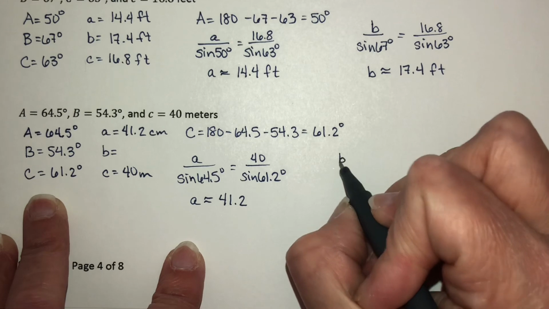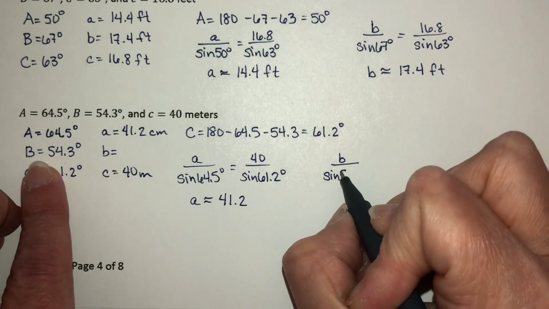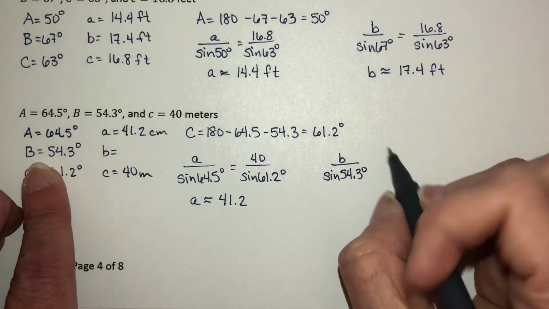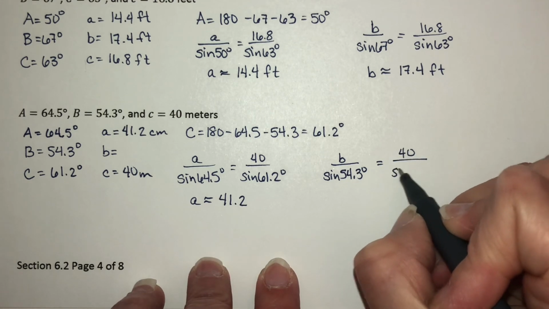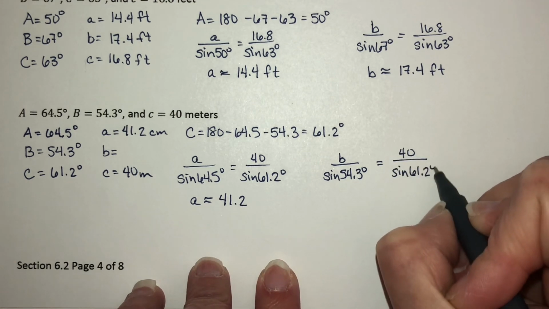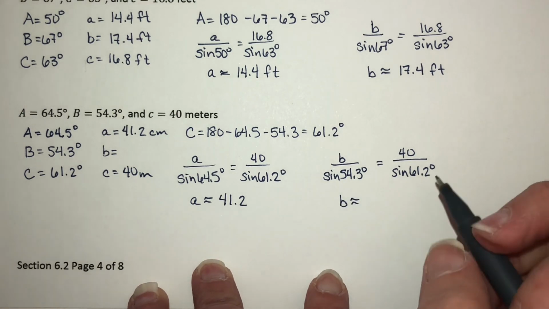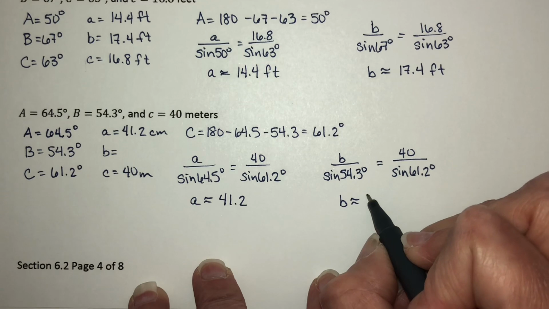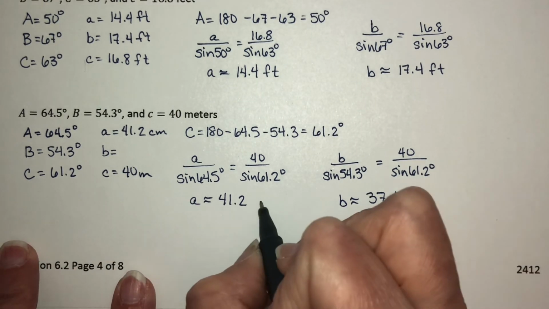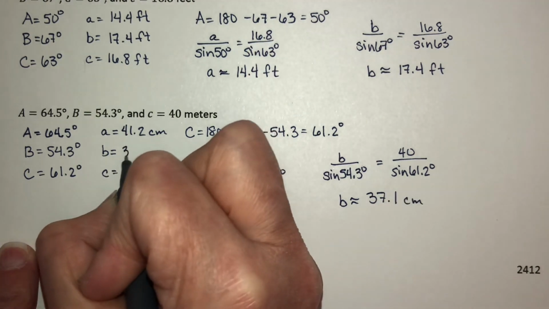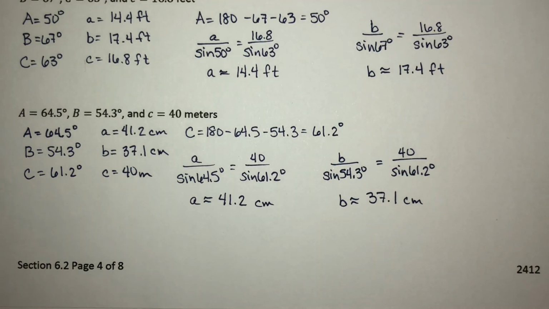Now to find side B, we have B over sine of 54.3 degrees is equal to 40 over sine of 61.2 degrees. Go to your calculator and then round, and you will get approximately 37.1 centimeters. Now we have all 6 parts, so the triangle is solved, and we're done.